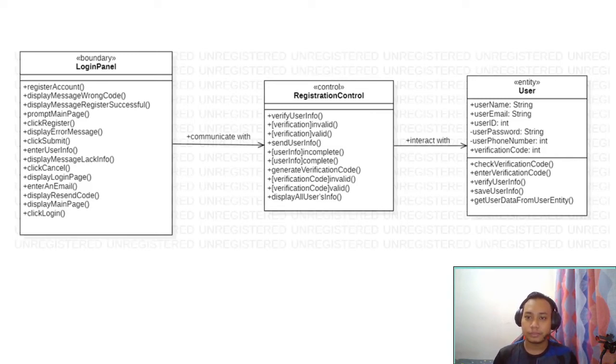It has 6 attributes, which are username, type string, user email, type string, user ID, type integer, user password, type string, user phone number, integer, and verification code, integer. That's for the class diagram. The attributes are taken from the user.